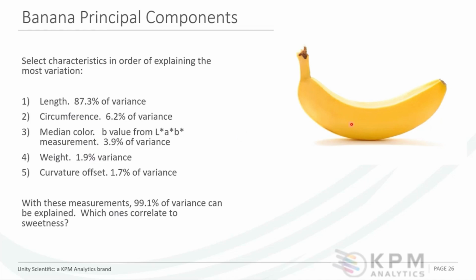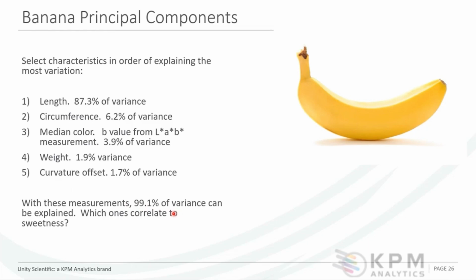And let's say we've got a Hunter color measurement. And we look at the LAB and we find out that the B value in an LAB color measurement correlates the most to the residual variance. And we can explain an additional 3.9% of variance. Weight, another 1.9 of the remaining variance. And the curvature offset, let's say we draw a line between the ends and we can measure this. And for some reason, this has got the next highest amount of variance to explain. Well, with these 5 measurements, with these 5 loadings or eigenvectors, we can explain 91% of the variance.